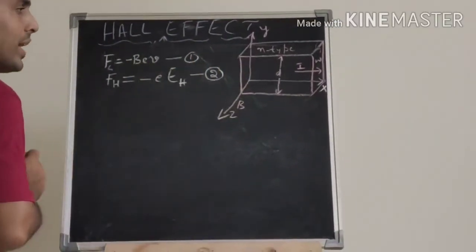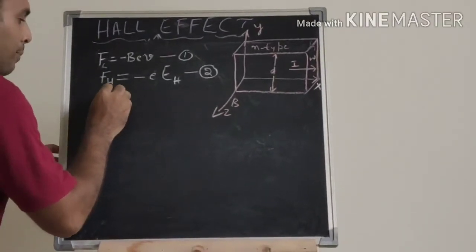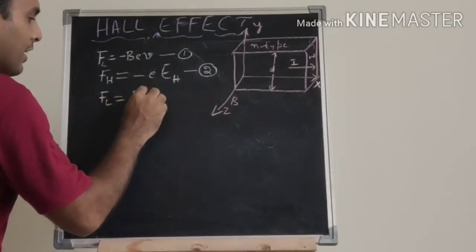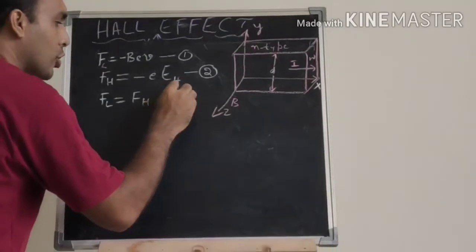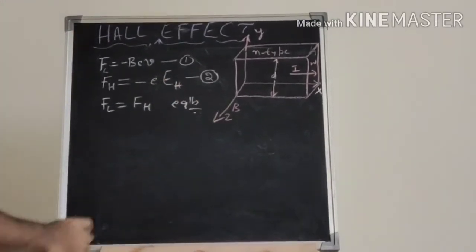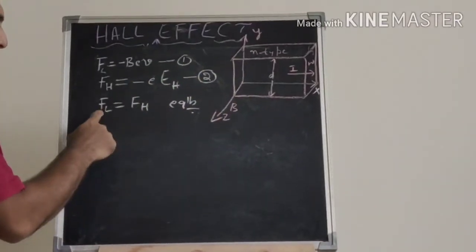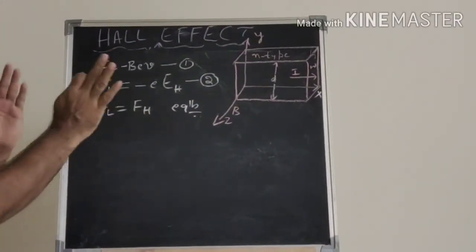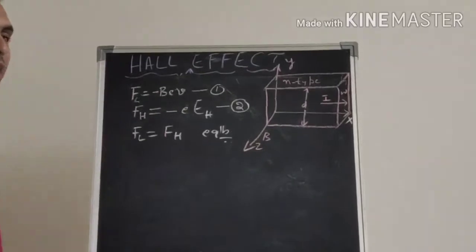Therefore, at one stage, FL becomes equal to FH, and that condition is called the equilibrium condition. That is, at equilibrium condition, FL is equal to FH. Both opposing forces become equal.